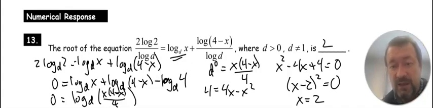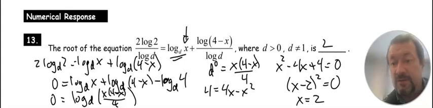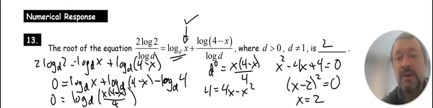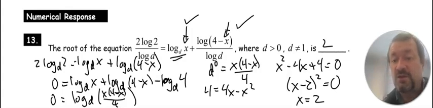And when I plug that in, because I do want to check this, if I plug that 2 into here, I am taking the log base d of 2, and I can do that. And if I plug the 2 in here, 4 minus 2 is still going to be 2, and I'm still taking the log of 2, and that's okay. I can do that. So that's a good indication that that's the answer to this problem.